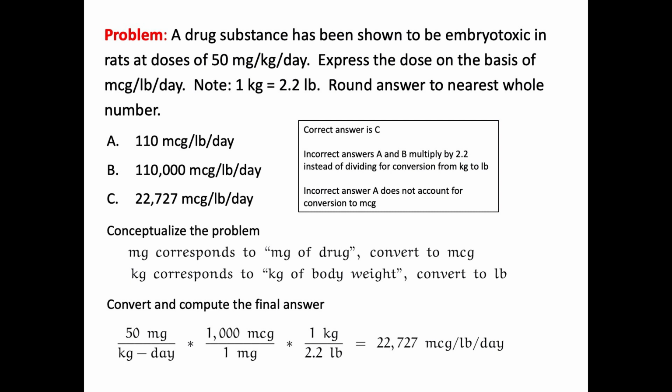So if I do all that math across, I would end up with 22,727 as the number, which is obtained by 50 times 1,000 divided by 2.2. The units that remain are micrograms in the numerator, per pound in the denominator, and day is still there as well. So that's 22,727 micrograms per pound per day.